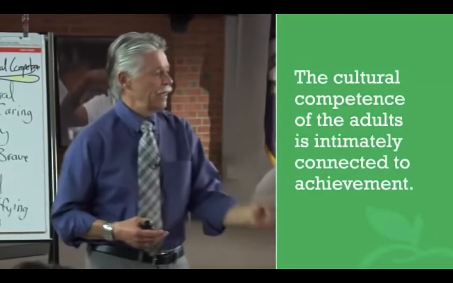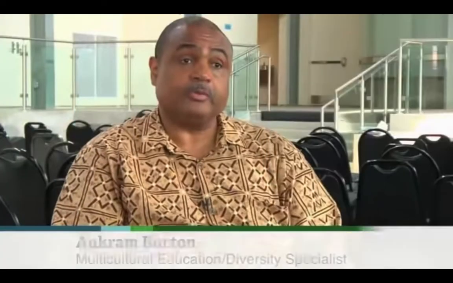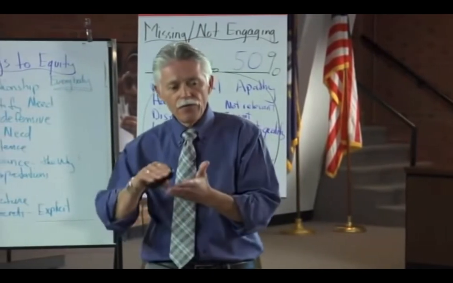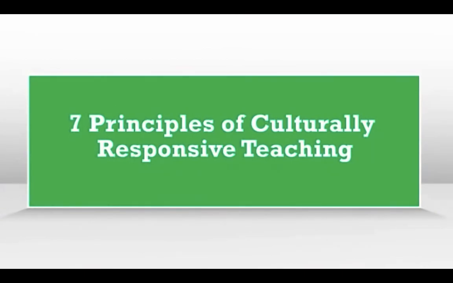What do you think happens when kids feel pressure not to be who they are in school? What happens to their academic energy? It goes down. So this is the formula that we're building here, that the cultural competence of the adults is intimately connected to achievement. So when we talk about culturally responsive teaching, when we talk about cultural competence, what we're talking about is developing teachers to be able to have strategies to engage students in instruction. What does it actually look like in the classroom? And for that, we're going to shift our attention to what I call the 7 principles of culturally responsive teaching.